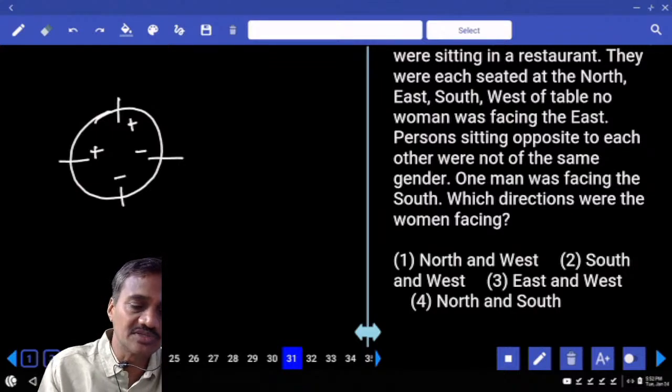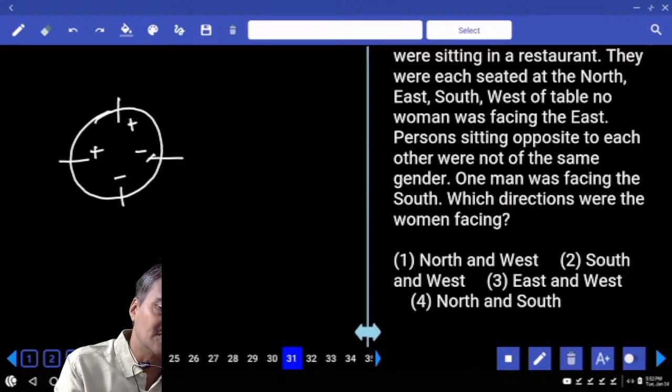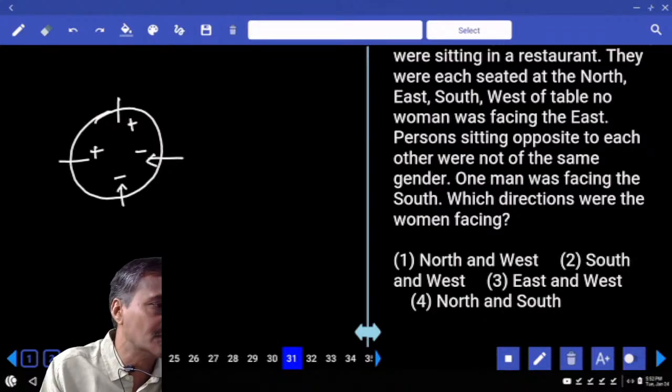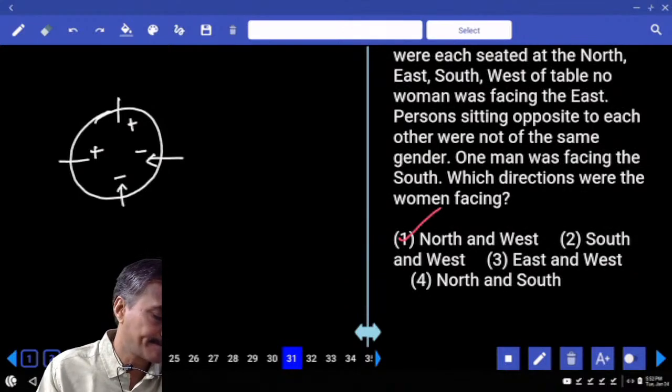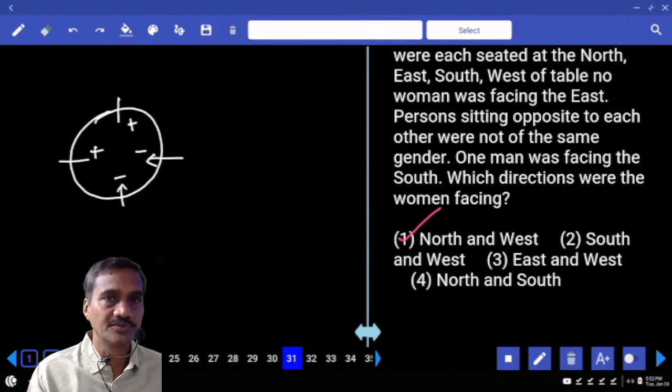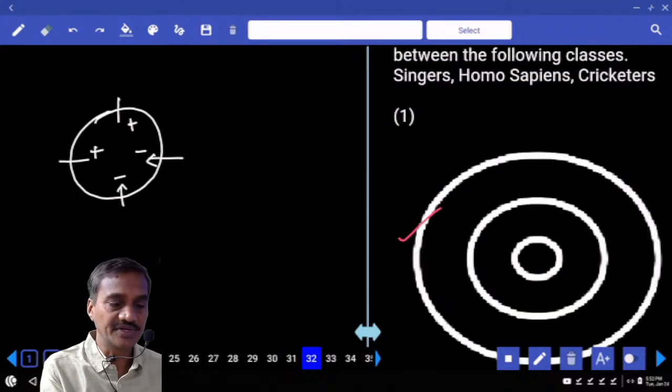Then which directions were the women facing? Now this woman is facing towards west and this woman is facing towards north. And north and west, that is choice 1, question number 31. Then the 32nd is based on a Venn diagram.